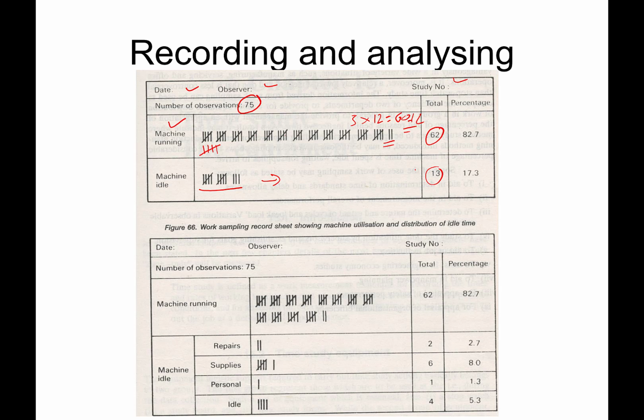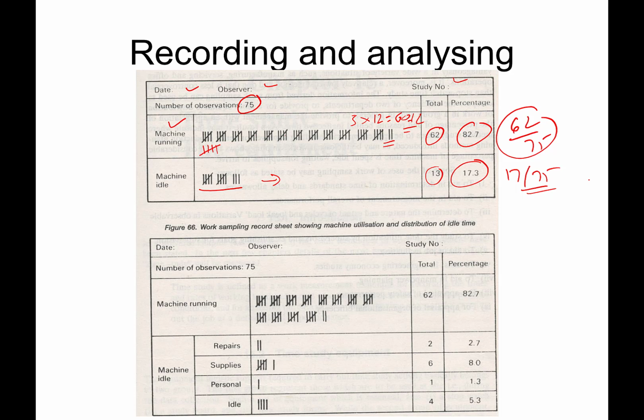So this 62 divided by 75 will give us the percentage of occurrence of the machine running time, or the percentage of idleness will be like 17.3, that is 13 divided by 75. Likewise there can be other examples also.